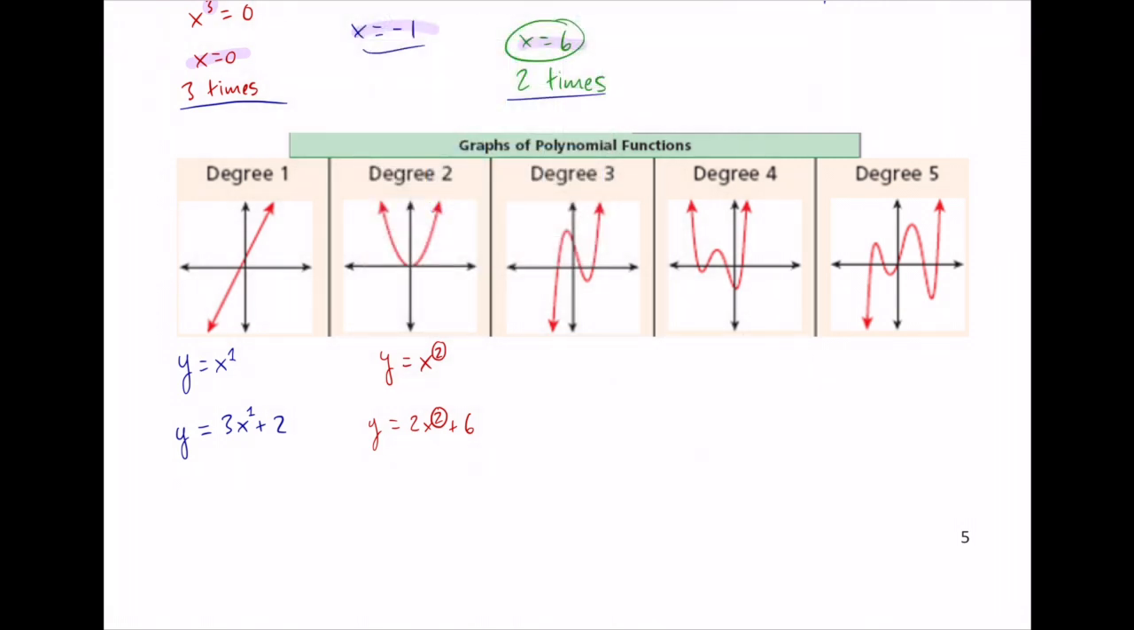Next up, we might have a degree of 3. So y equals x to the 3rd. This is our cubic function, and our cubic functions always have this funny, squiggly S shape. A degree of 4 would be like y equals x to the 4th power, and it's always going to have this kind of funny W shape. And lastly, we have a degree of 5. So y equals x to the 5th, and that one's just kind of crazy looking, kind of like an M or a W.